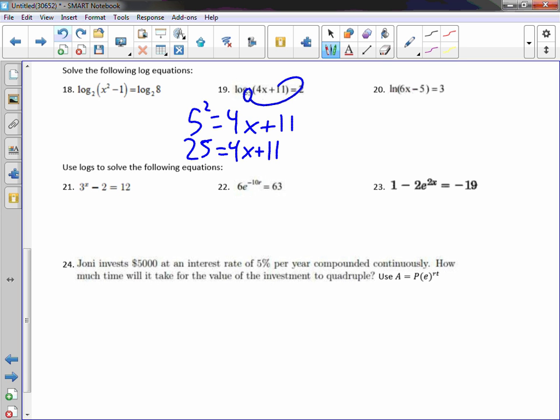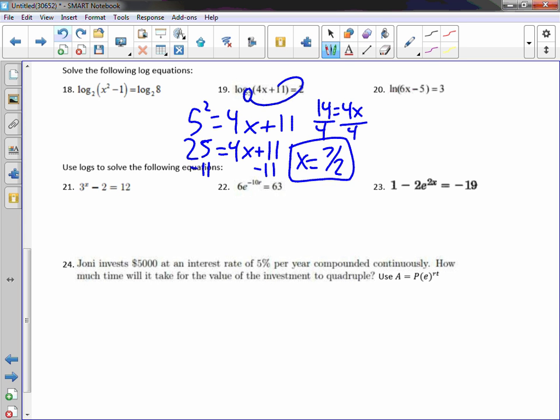And from here, it's just your basic two-step equation to solve for x. So minus 11, I get 14 equals 4x. Divide by 4, divide by 4. X equals, that'll reduce to 7 over 2. And that's how you do number 19.